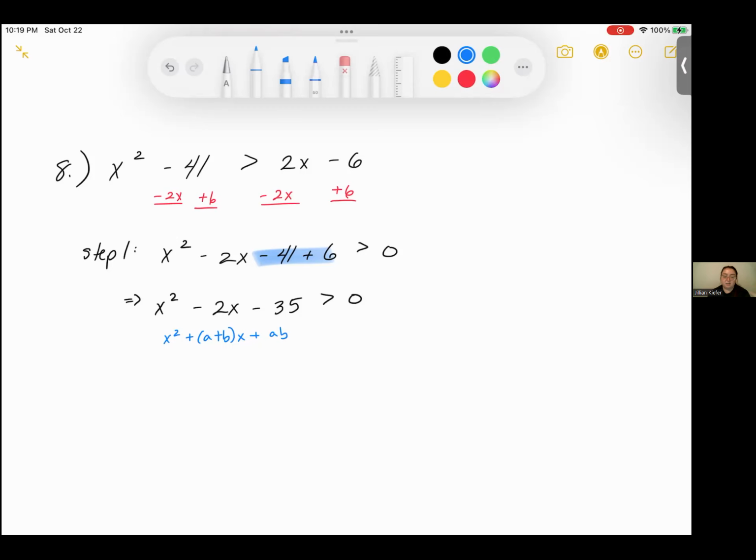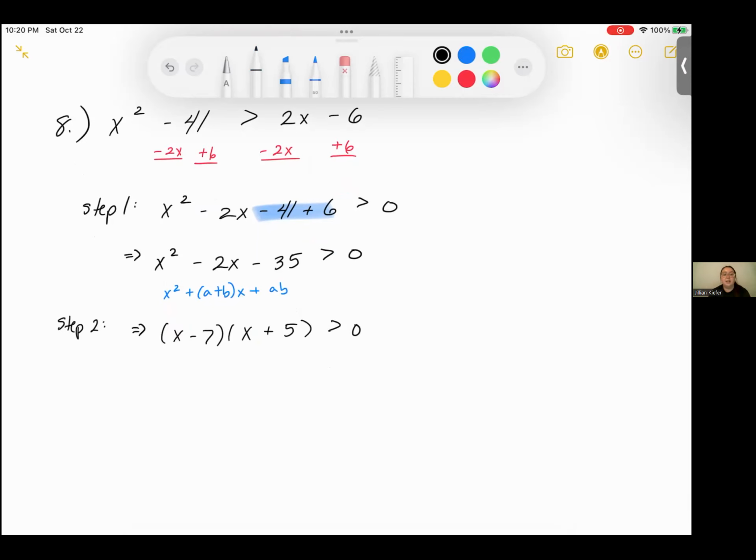We can think this through. Negative 35, so one of them has to be negative. We have a negative 2 in the middle, which means the bigger number is the one that's negative. So in this case, the two values would be negative 7 and positive 5. This is now step 2 as well. This would factor into x minus 7 times x plus 5, greater than 0. So there we go. Now we have our two factors.